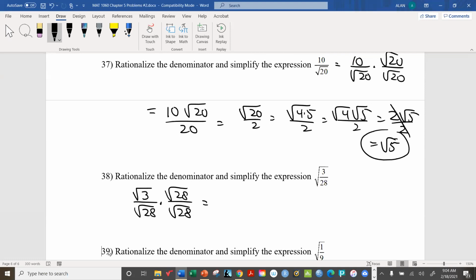So 3 times 28 is 84. Let's see if 84 can be broken down into factors that are perfect squares. Well, let's see. What do we have hiding in there? I know. 4 times 21.